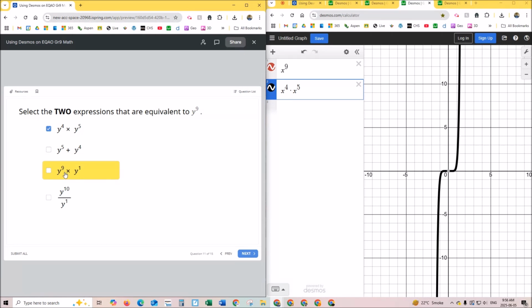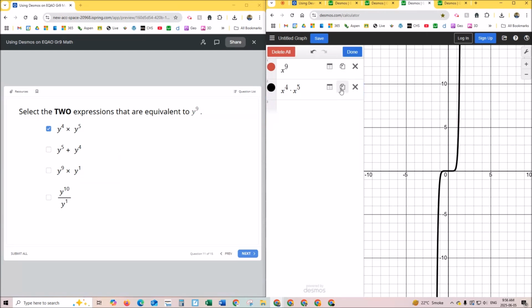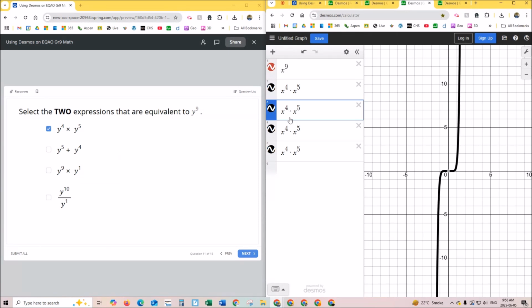I can quickly check other ones. You can either type them, you can duplicate them, you can go here and duplicate a bunch if you want, or you can copy and paste. I'm going to try X to the power of 5, X to the power of 4, and, oh, sorry, this one's plus, isn't it? And just turn that guy off. And you see that that does not equal, so the second one isn't going to equal.